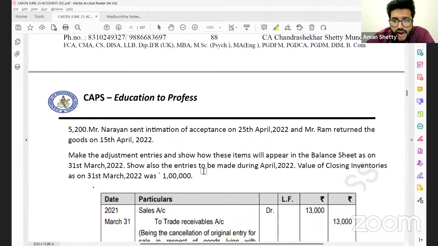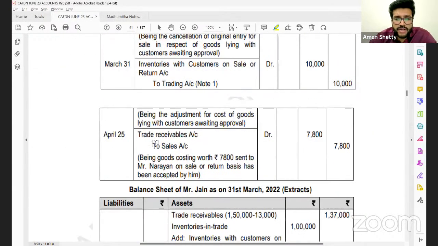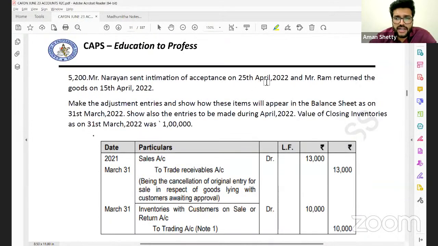Mr. Narayan sent intimation of acceptance on 25th April 2022. Should this be recorded? Yes or no? It should be recorded, sir. It should be recorded because you have already reversed the transaction. So on 25th April, you will pass the entry, trade receivables account debit to sales account 7,800.